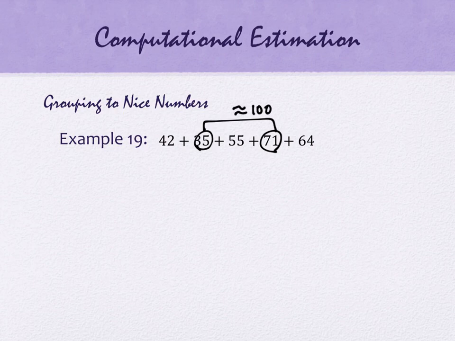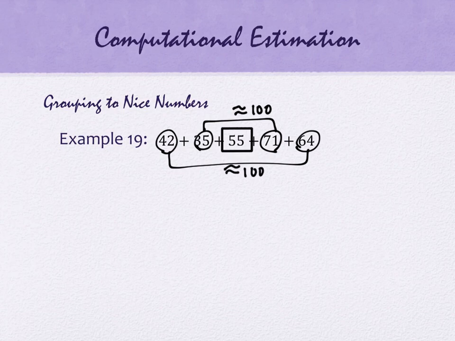What else is there? 42. Yeah, and that's kind of why I did it that way. The 42 and the 64 is another one that's about 100. And then there's one left over in the middle that didn't get used because there happens to be an odd number of them here. So if I take the 100 from the top, the 100 from the bottom, the 55 in the middle, what do I have that this is approximately? 255. And again, if you'd grouped things a little bit differently, you might not have gotten 255. Maybe you got 275, or maybe you got 225. You're in the same ballpark.